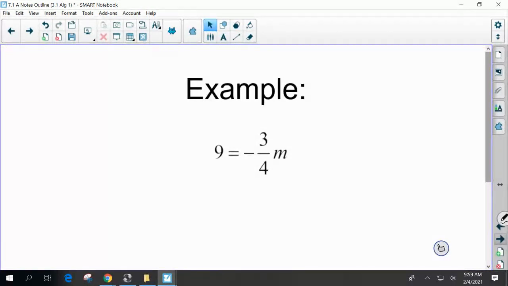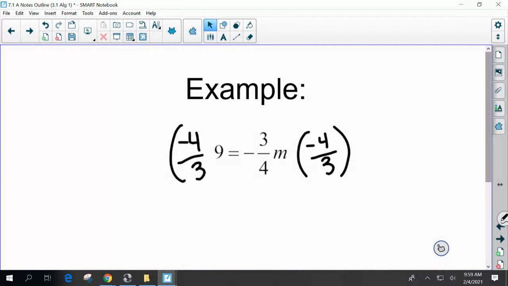So this is negative 3/4 times m. So what are you going to do? Flip it and multiply. So times negative 4/3. So m would equal negative 12.